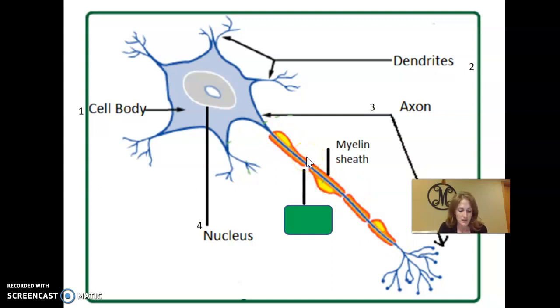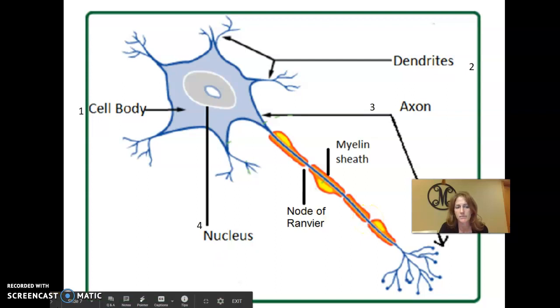Now, the thing is, they're not myelinated all the way down. There are little gaps, and there's a name for those gaps: they're called nodes of Ranvier, or Ranvier, maybe, if it's French. But that's just the name for these little spaces between these sheaths of myelin.